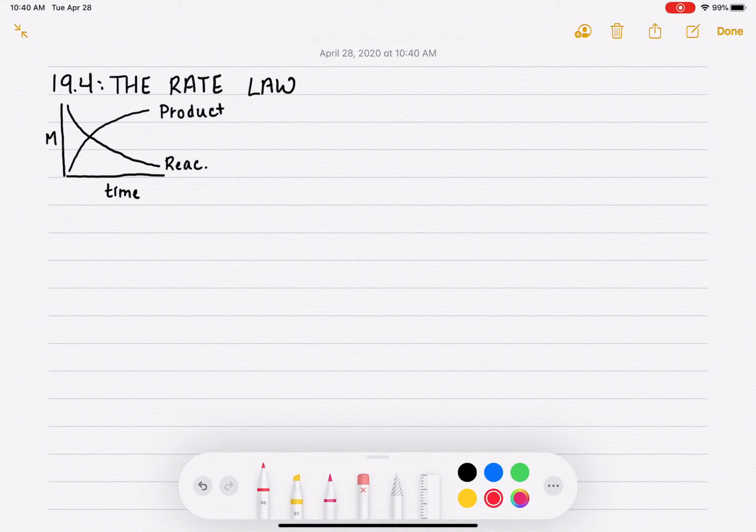And we said that when we were calculating the average rate of a reaction, we were going to pick some particular time, like maybe this time right here, and we would just be calculating the change in concentration during that time and dividing it by the change in time. So it was going to be something along the lines of delta concentration versus delta time. And if it was for a reactant, we were going to put a negative sign in front so that the number ended up being positive.